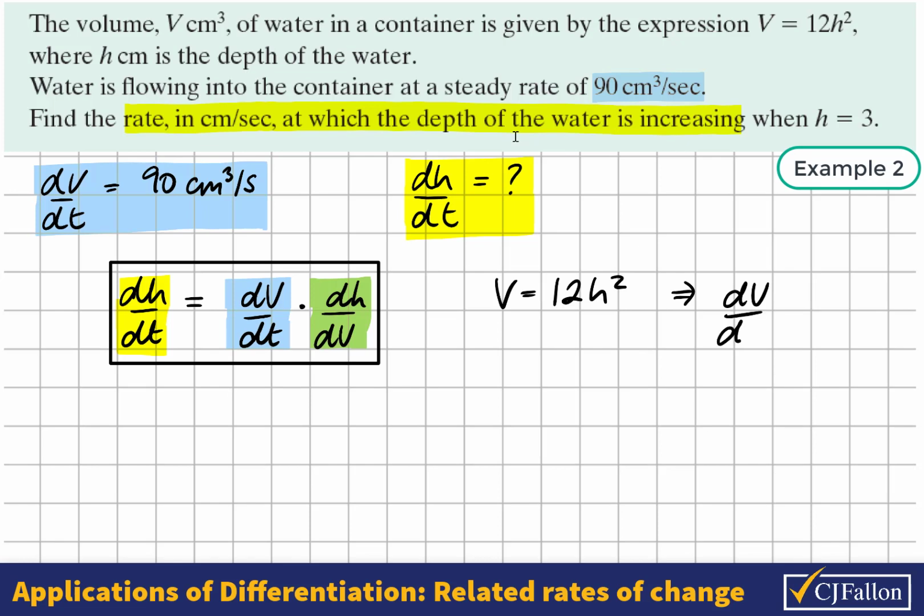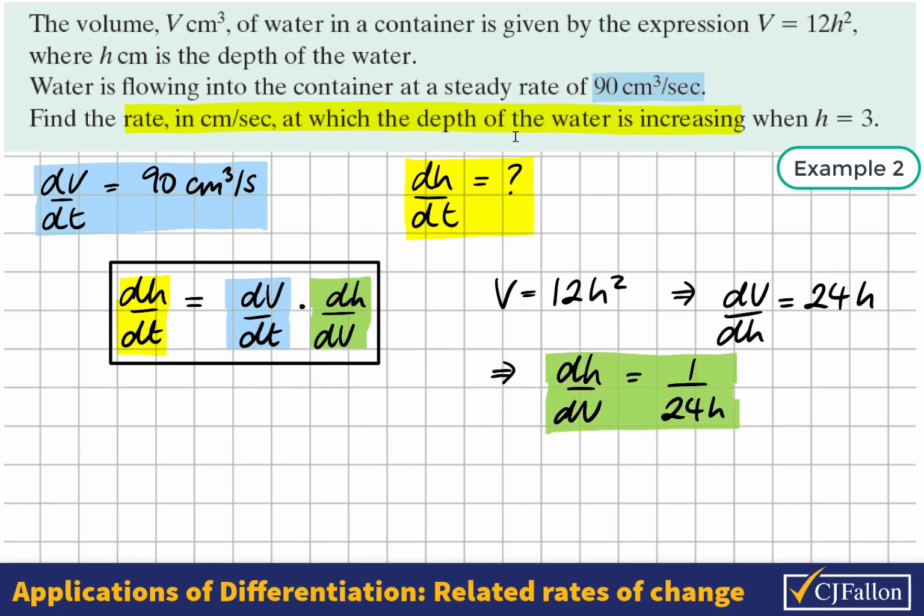Differentiating with respect to H, multiplying by the power, reducing the power by 1, 12H squared becomes 24H. Now this is not exactly what we want. We want the inverse of this. We want dH/dV. So that will be 1 over 24H. So now we have the elements to be able to solve our question.